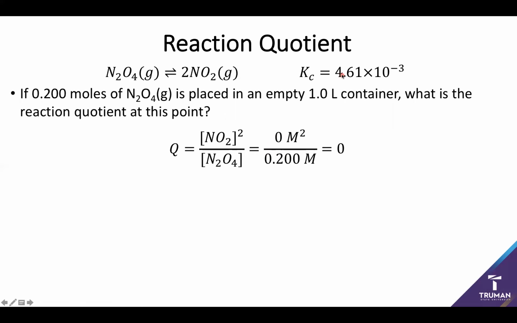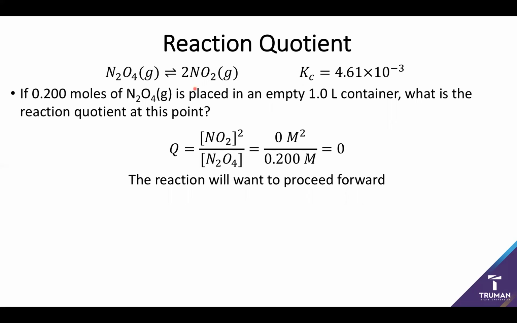And I know that my Q wants to be equal to 4.6 times 10 to the negative third. It's too small, so I need to make more products. And this makes sense because if I only start with reactants, the reaction has to occur to some extent in order to get any sort of equilibrium.